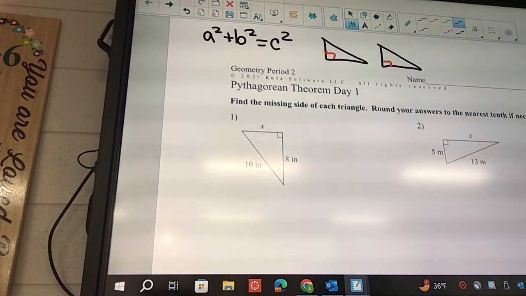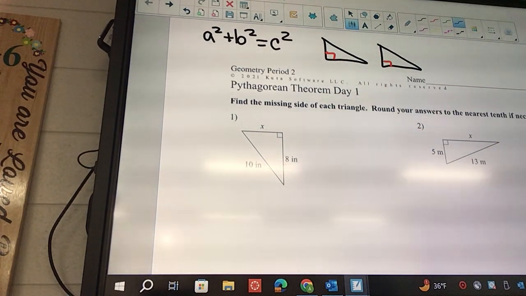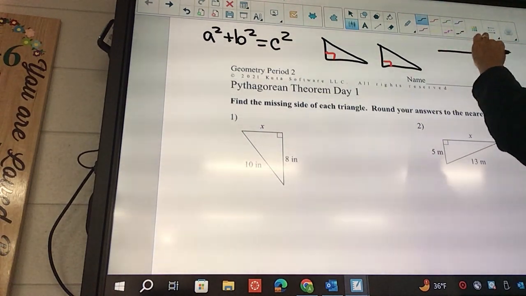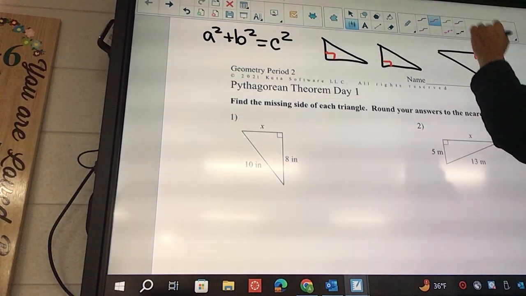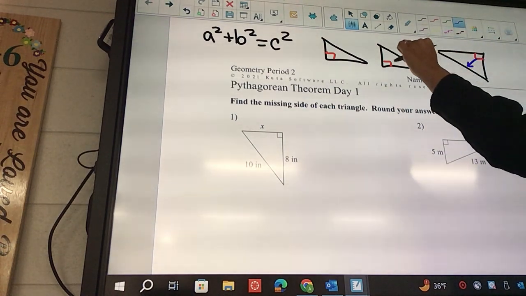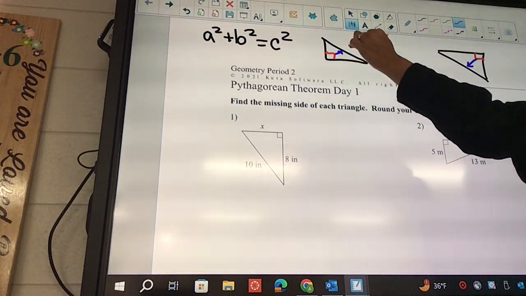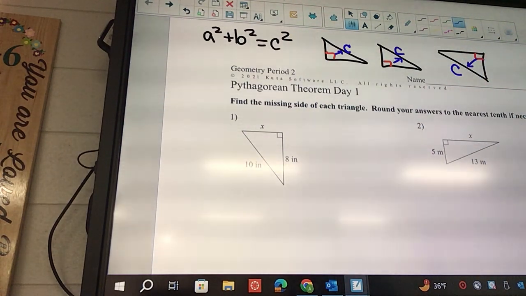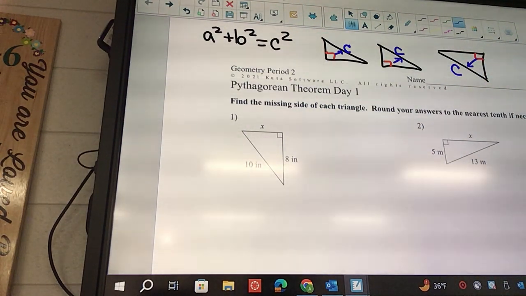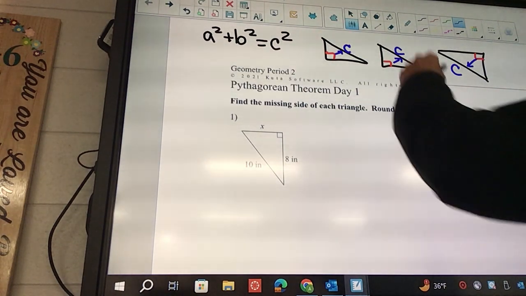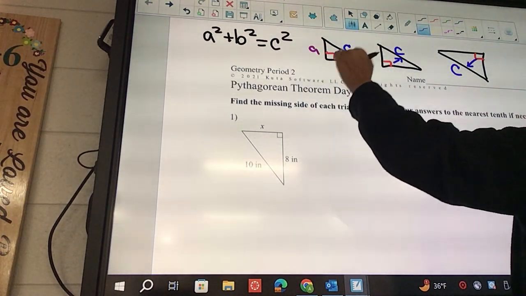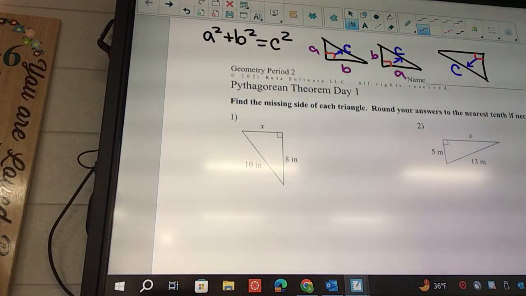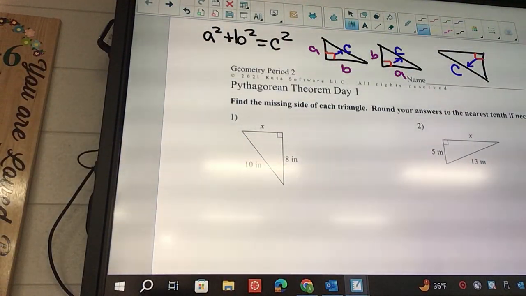Across from the right triangle, so wherever it is, even if your picture is like this, and this is your right triangle, across from it, that is always going to be your C, not C squared, the C. The A and B part can either be A and B, or this could be B or A. That part does not matter, but the C has to be across from the right.